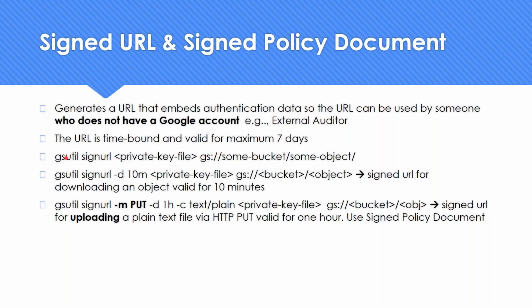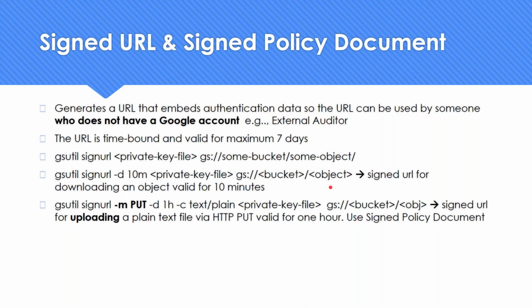So this is going to have a time boundness part, and the maximum duration which you can set is 7 days. Our requirement was only audit process for 5 days, so we can generate easily for 5 days. If by any chance the audit process increases, we generate a new URL. So this is for downloading purpose.